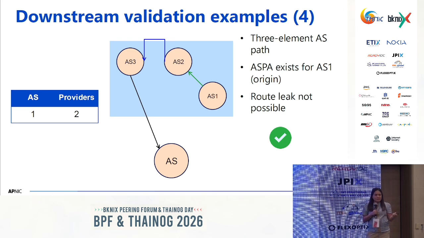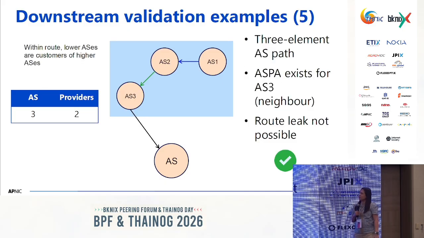Now, it's very easy for this to become valid though, if one of the elements in our 3-element AS path now issues an ASPA. In this example, AS1 issued an ASPA listing provider 2 correctly as its upstream. We now have one that is valid, right? This whole AS path becomes valid. Route leak is no longer possible. Same goes if you do that for AS3. Instead of AS1, we have AS3 now issuing an ASPA, again listing AS2 as the upstream provider. For this case, similar to the previous one, this will also be valid.